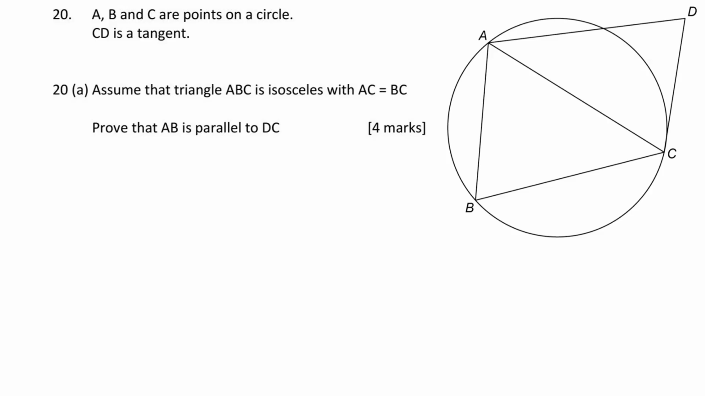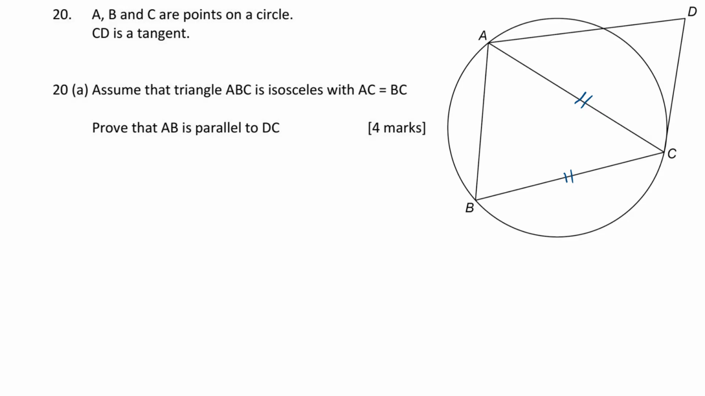Question 20. A, B, and C are points on a circle. CD is a tangent. And underneath the question it says, assume that the triangle ABC is isosceles with AC equal to BC. Prove that AB is parallel to DC. Okay, so assume that triangle ABC is isosceles with AC equal to BC. Well, AC is that length there, and BC is this length here, isn't it? Okay. Now, right, come back to the diagram.